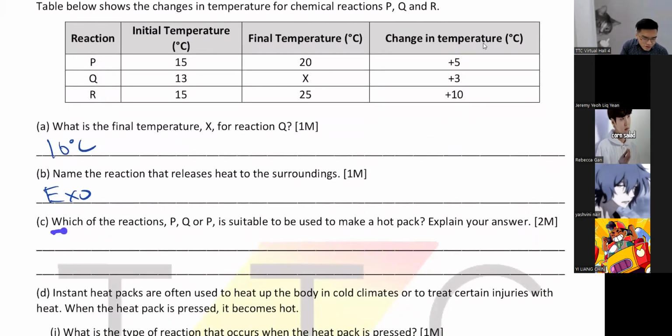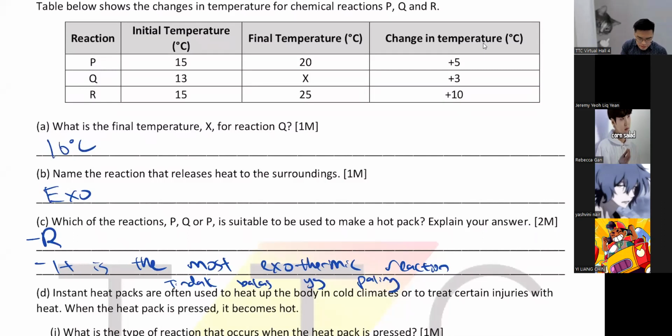So C, which of the reactions P, Q, R is suitable to be used to make a hot pack? Explain your answer. If you're making a hot pack, which one would you choose? Of course, you would choose R, because the temperature increased the most. It is the most exothermic reaction. This is the most exothermic, that's why you use that.